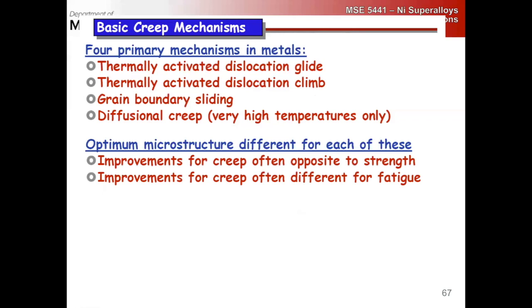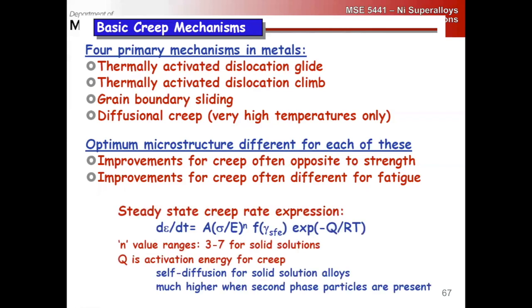So each mechanism, of course, has a different optimum microstructure, right? The important thing to note is that creep and fatigue are our two design constraints, typically, and they have exactly opposite requirements on the microstructure, right? For creep, we want large grains. For fatigue, we want small grains, right? So there's always going to be a balance, right?